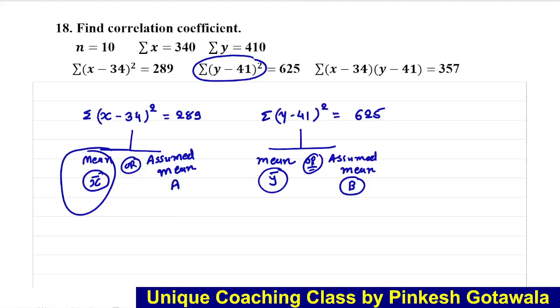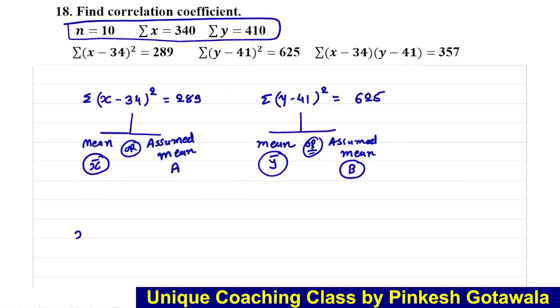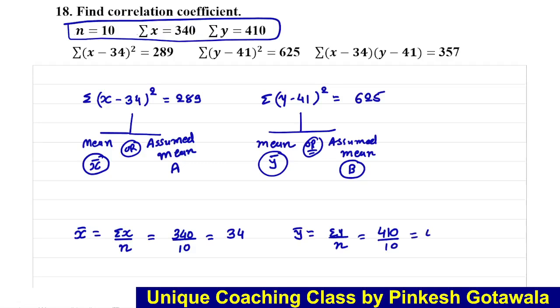Okay, so remember this point. First of all we have to find out the mean and just tally, just check. Here we can easily get the value of the mean because we have n, sigma x and sigma y. So let's first find x bar: sigma x divided by n, 340 divided by 10, so we get x bar = 34. Same, let's find y bar: sigma y divided by n, 410 divided by 10, 41.